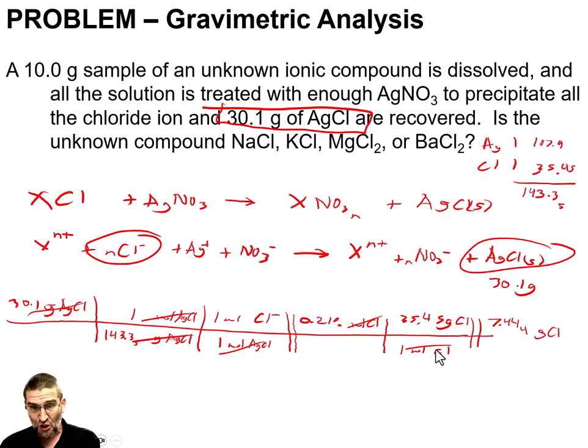Okay, so out of that 10 grams that I had, 7.44 grams were chlorine. So if I subtract those, I find that I have 2.56 grams of my chlorine, of my metal.